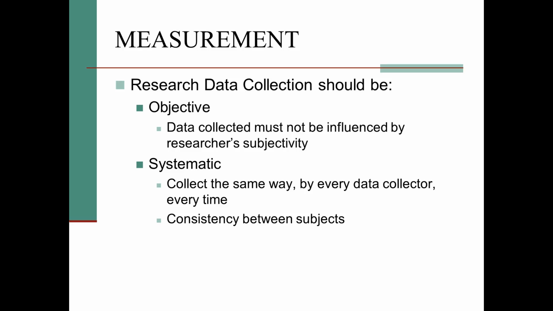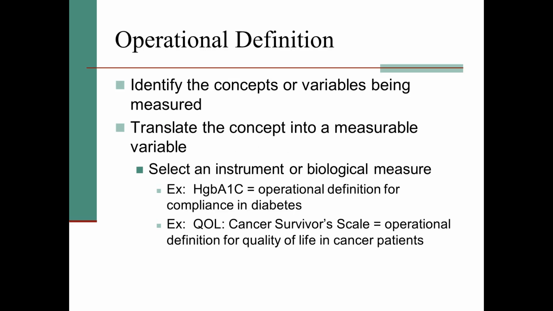All right, looking at measures. For measures, as you know, we can have both objective and non-objective information. Objective might be a blood pressure or a lab value, something like that. Systematic might be, how is it collected? Is it collected in an organized way, with consistency between people?